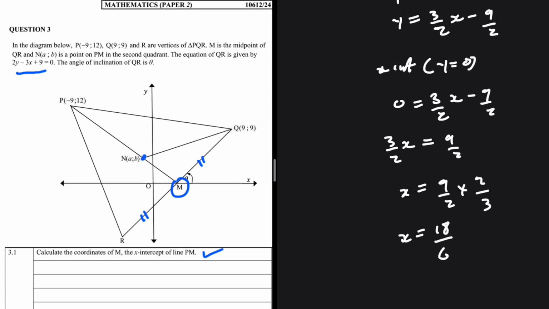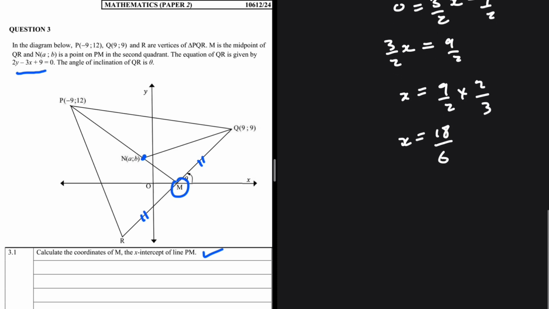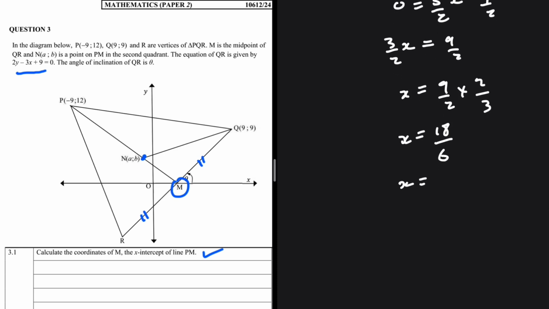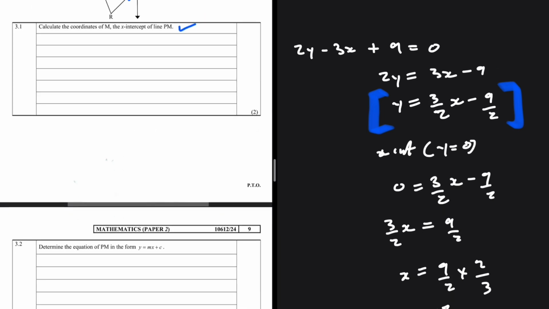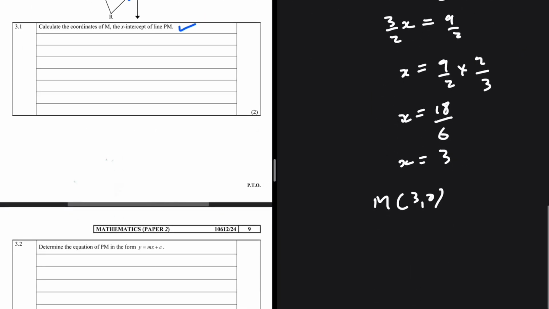So we have 18 divided by 6. So 6, 12, 18. x is equal to 3. So the coordinates of M: x is 3 and y is 0. So there we go, that is 3.1. But let's just carry with us what we did here when we made y the subject of the formula, because I'm thinking we're going to need that at some point as we progress with the equations. But that is 3.1. 3.2, determine the equation of PM in the form y equals mx plus c.